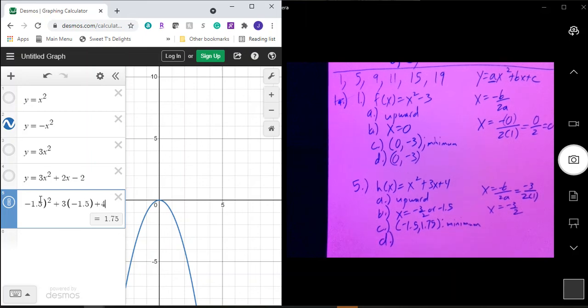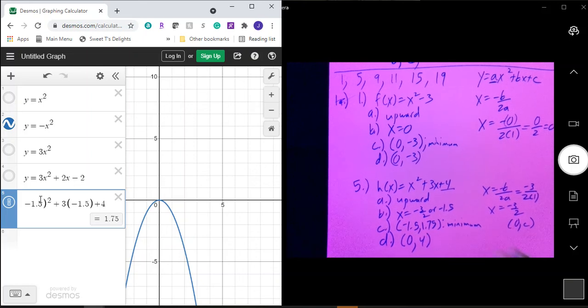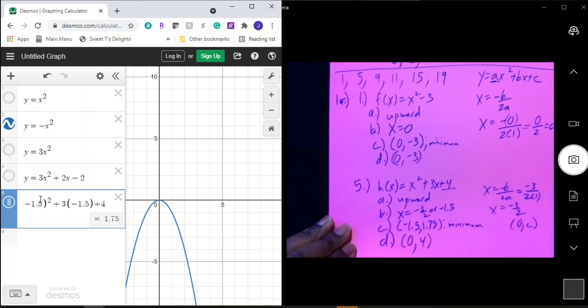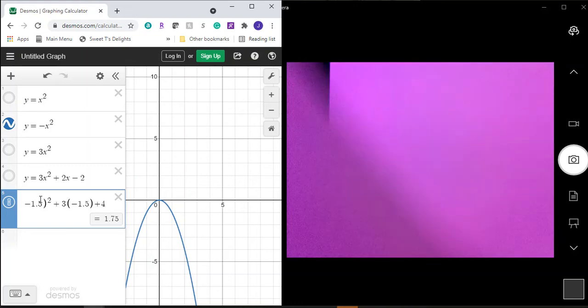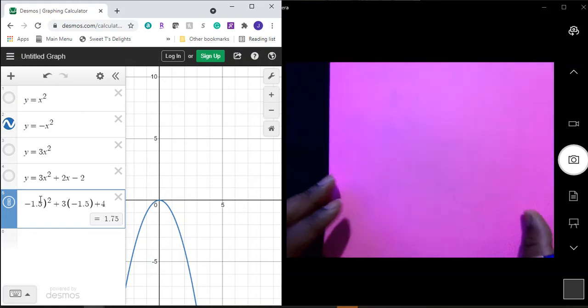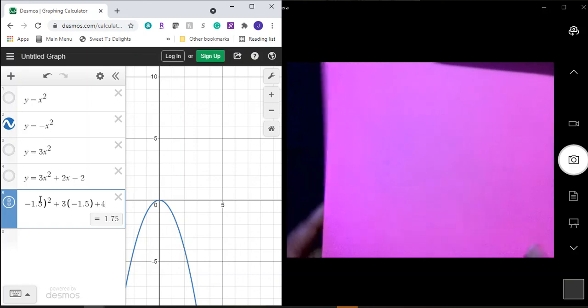Now we go here to D. For D, we want the y-intercept. We know the y-intercept is when x is 0. So we put in 0 for x, or as you all remember, the intercept is 0, c. We know c here is 4, so it'll just be 0, 4. And we're done with problem number 5. Now we go to problem number 9.